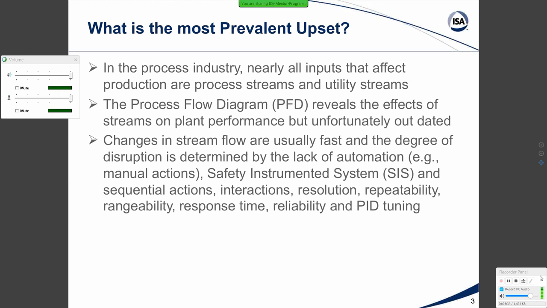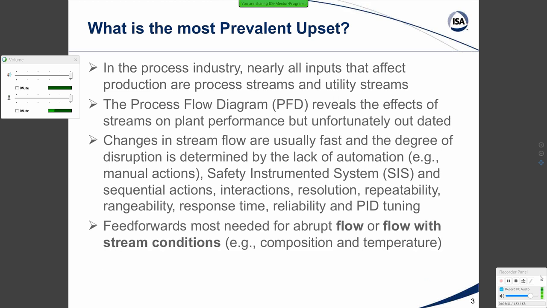are also a concern. So feed forwards are most needed for abrupt flow, taking into account the stream conditions, doing a more sophisticated calculation, taking into account what you know as the stream composition and temperature. Temperature is pretty straightforward, but the composition might require, as I mentioned, a Coriolis flow meter.